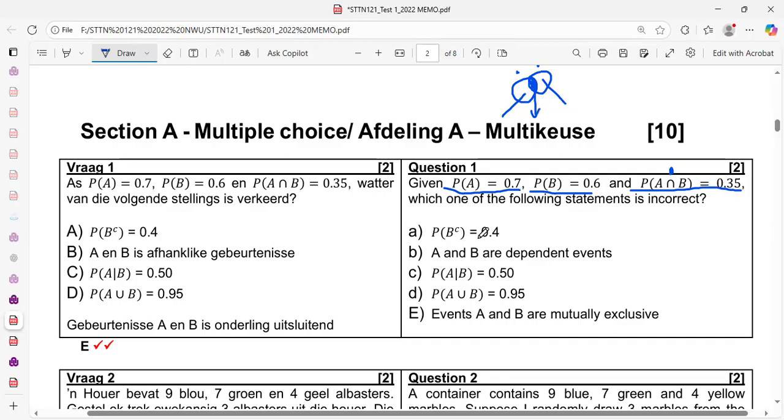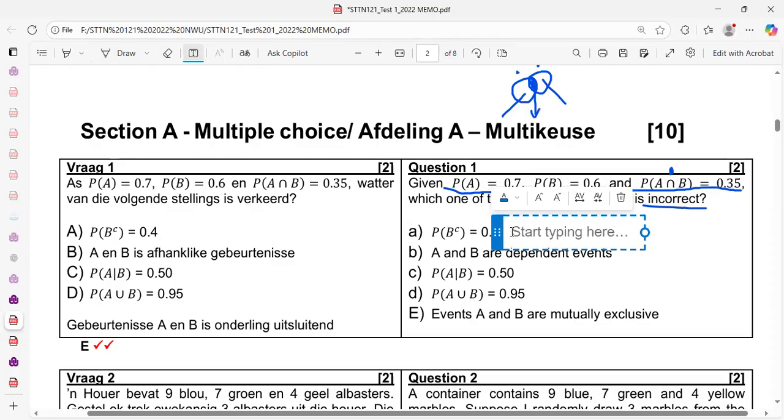Okay, now let's check. We need to test. Which one of the following statements is incorrect? You are looking for the statement that is incorrect. So you're going to test each statement. Let's see. A, they say that the probability of complement B is equal to 0.4.